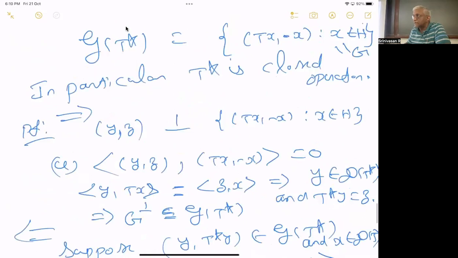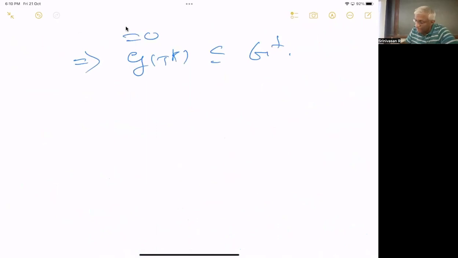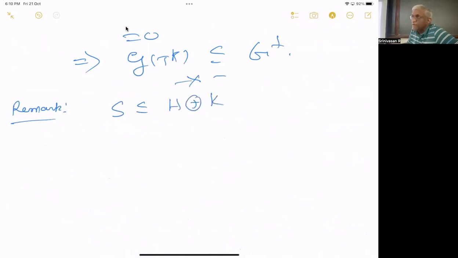Shall we go to the next statement? I'm trying to write in small letters, but I somehow write in big letters. So this is another remark. You have some subset S contained in H direct sum K. Anyway, these things are in Sundar's book, and any book on unbounded operators will deal with these things. These theorems will be there.